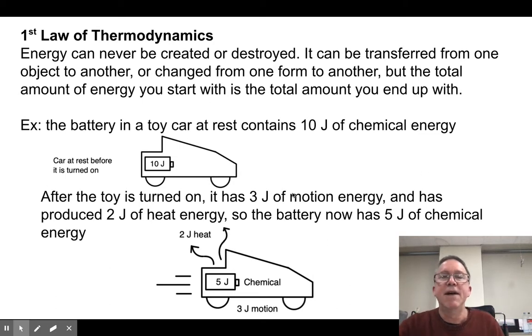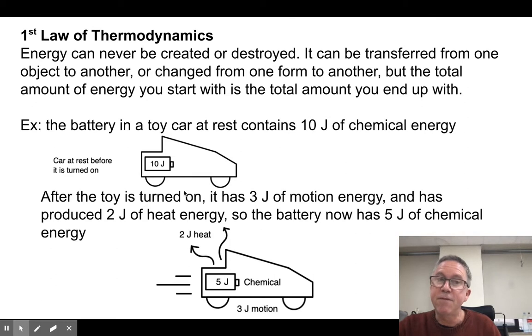Okay, ready? I've got this awesome toy car I drew for you. What an artist I am, okay? Now, this toy car has a battery, and this battery has 10 joules of energy stored as potential energy inside this battery. The car is at rest. It has no motion energy at this point. Now, I use a remote control to turn it on.